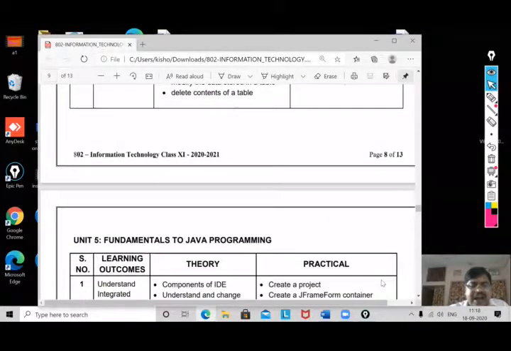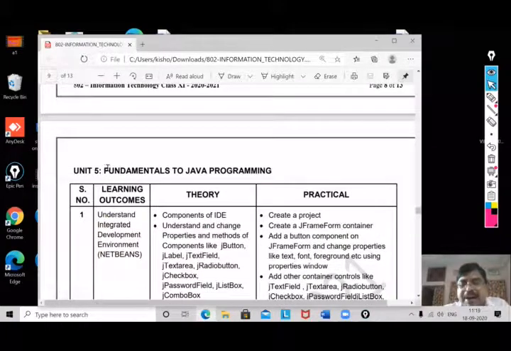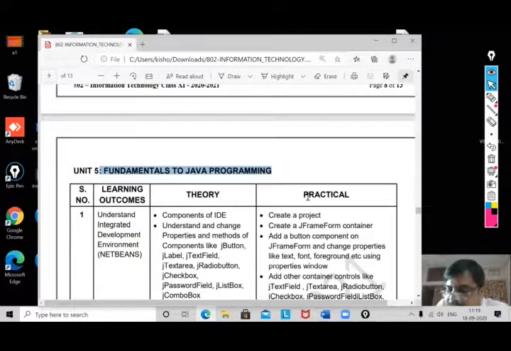Now, the last unit is fundamentals of Java programming. Understood? In this, my dear, you will learn about NetBeans. You already know Java. If you know how to write a program in Java, then you can also work in NetBeans. In NetBeans we have the concept of CUI and GUI, but in Java we already have the concept of CUI, my dear. So in this we are going to deal with NetBeans.